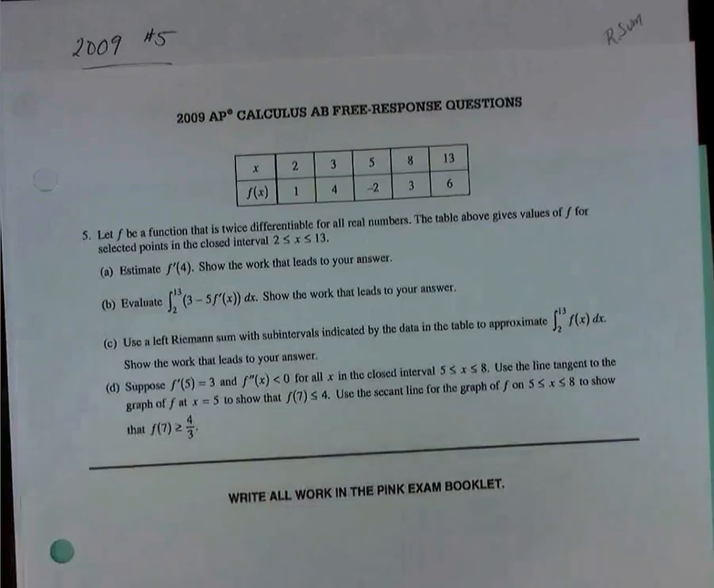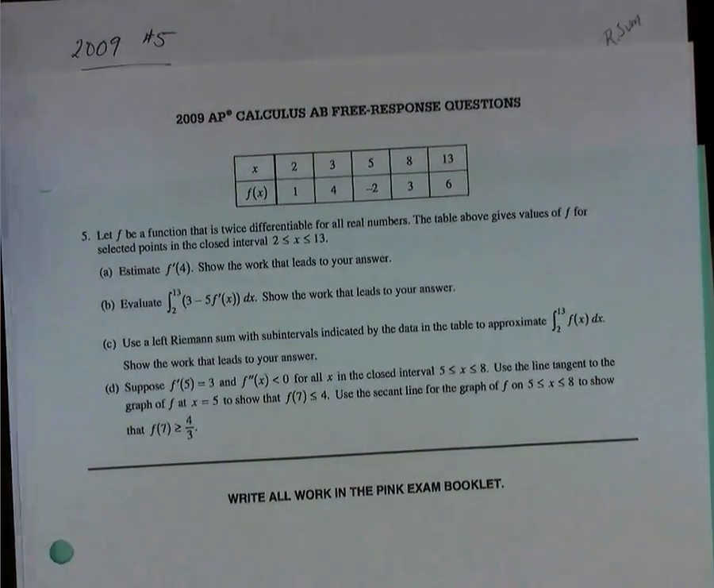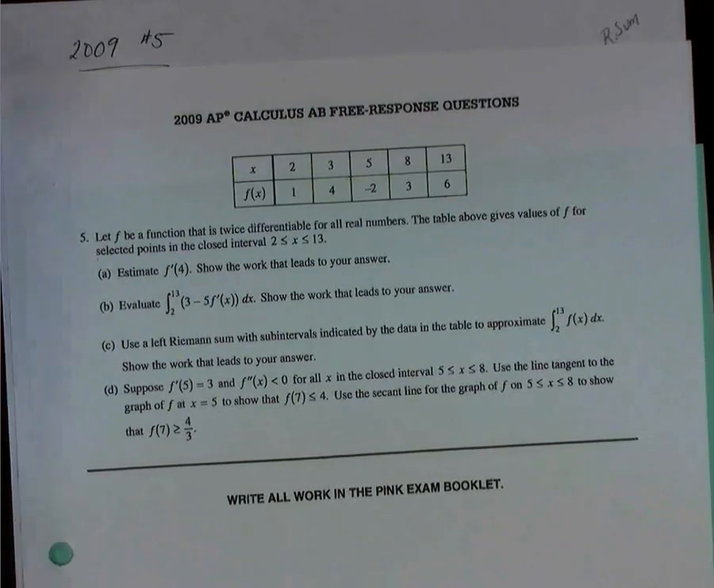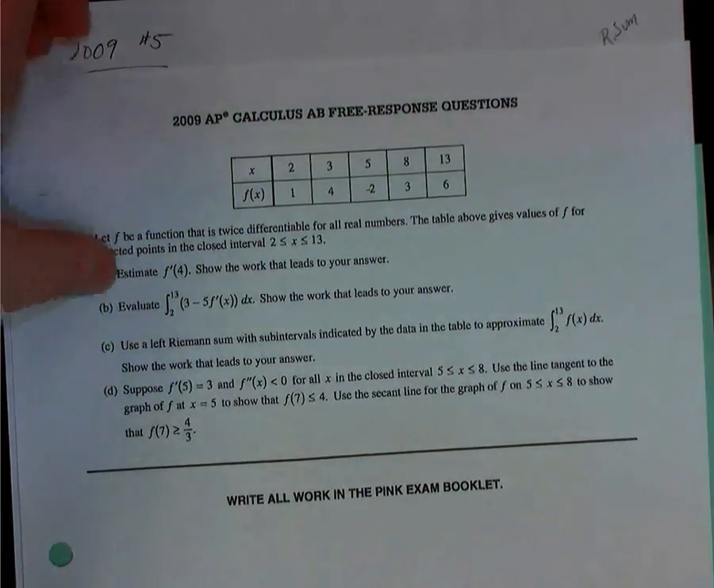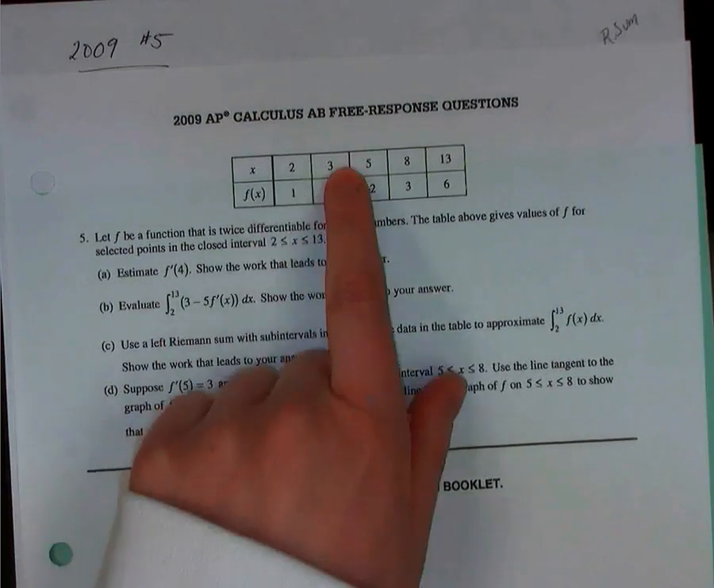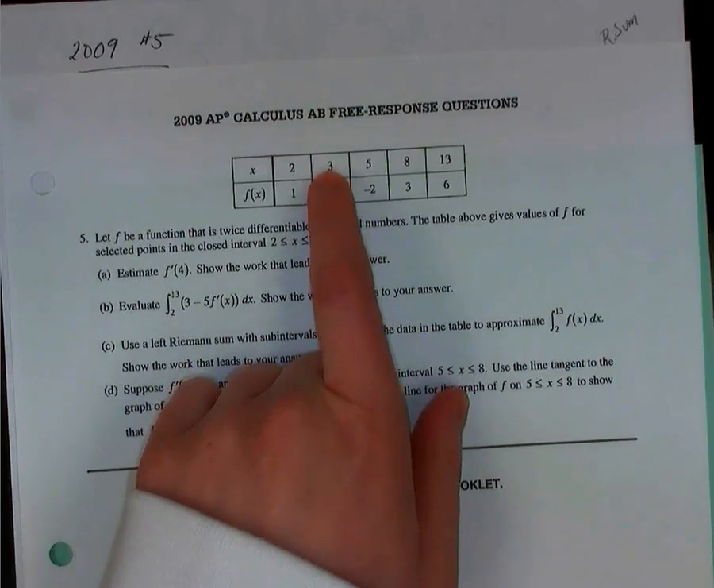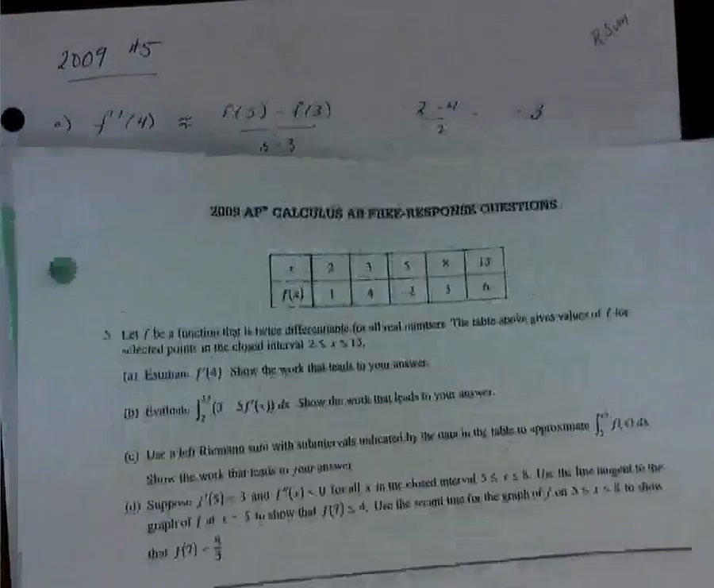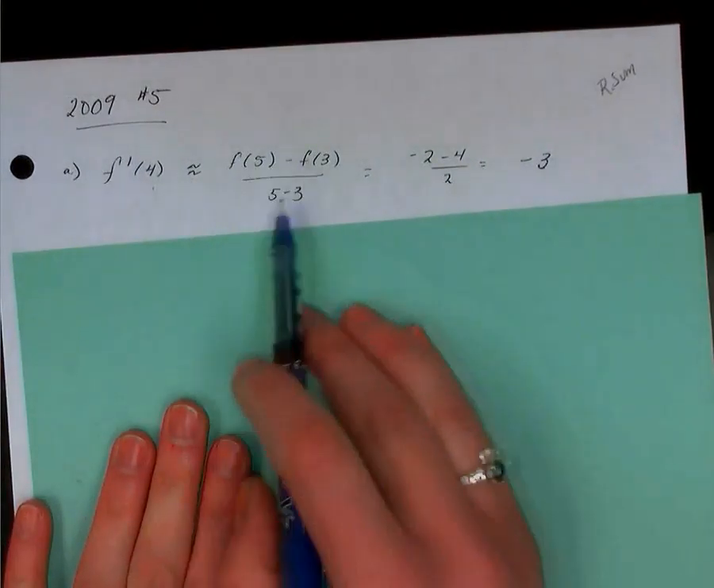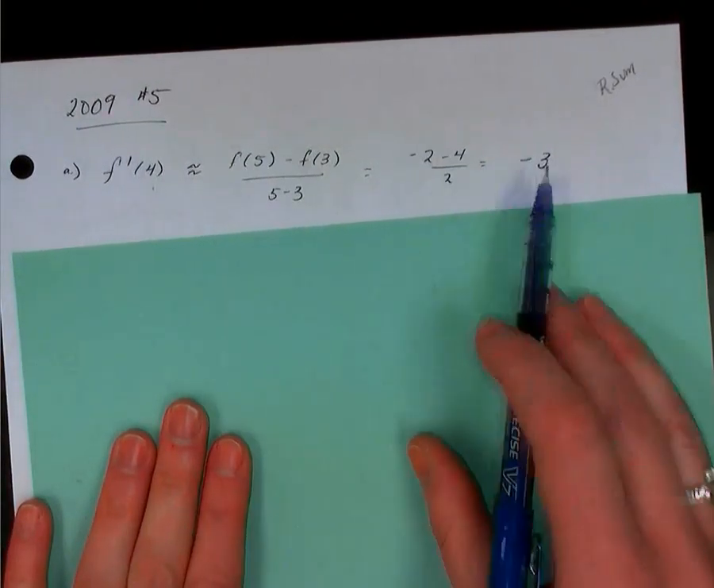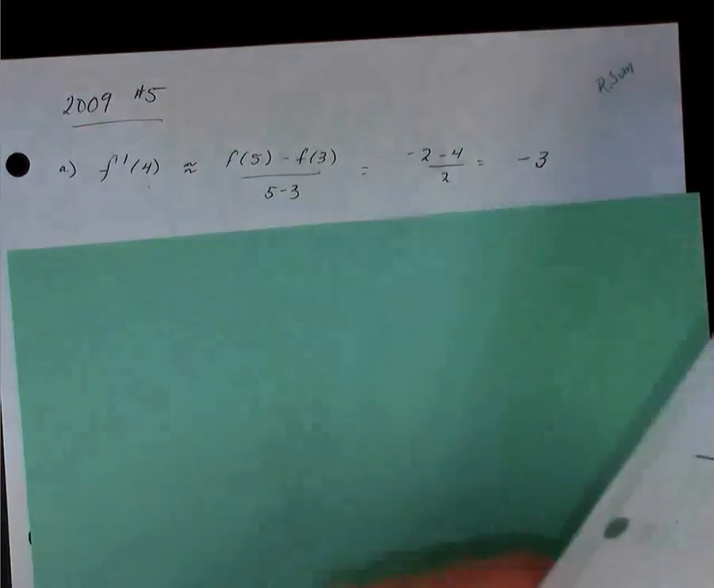So if I'm going to estimate the derivative, that means I'm estimating a slope. I cannot find the exact derivative. Therefore, I'm going to find the slope of the secant line because that's what we use to estimate derivatives. In this case, since I want the derivative at 4, I'm going to find the slope of the secant between 3 and 5. So the work here is pretty straightforward. F prime of 4 is approximately the slope of the secant, using my y values, -3. And you're done with part A.